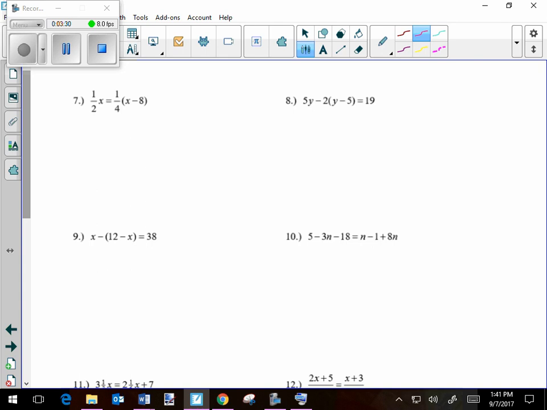And in that way, you get rid of the fractions that are there. Or you can distribute this 1/4 if you want and work with it from there. So it's kind of up to you. My personal opinion is I hate looking at fractions in an equation.